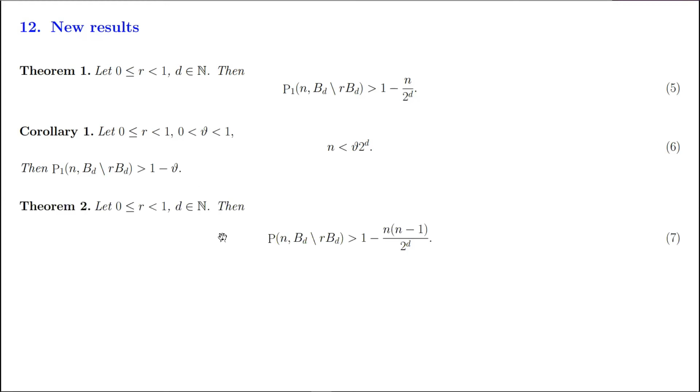Theorem 2 gives us the lower bound for the probability that the set of random points uniformly distributed in the spherical layer is linearly separable, and this probability is greater than 1 minus n times n minus 1 divided by 2 to the power d. So this probability is very close to 1. As a consequence, we have the following corollary. If we have less than this quantity of points, then with high probability more than 1 minus theta, this set of points will be linearly separable.